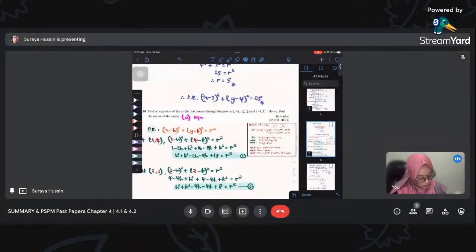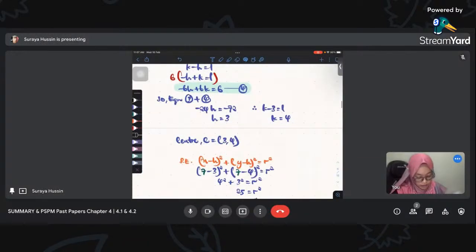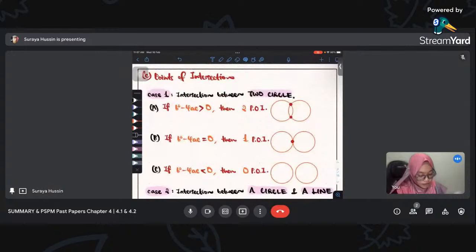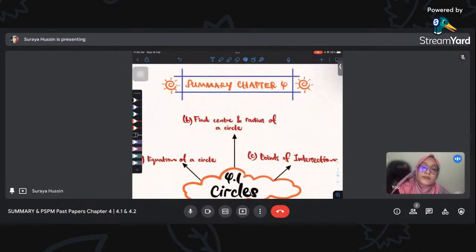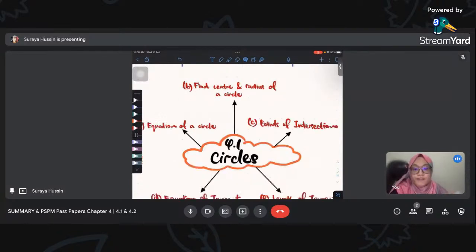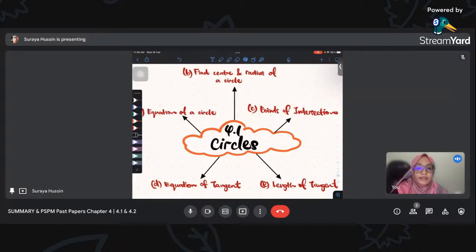I'm done here. So let's go to the summary. Summary chapter 4. Welcome everybody to chapter 4. As you have done a lot of exercises in the lecture notes already, well done to you if you have finished it. Very good for you. Okay. So now let me introduce briefly about 4.1. What do we have here? We have 5 important things for the first subtopic, circle, which is to find the center.